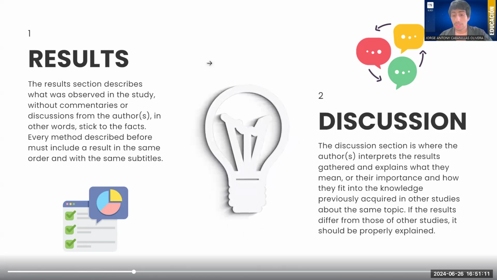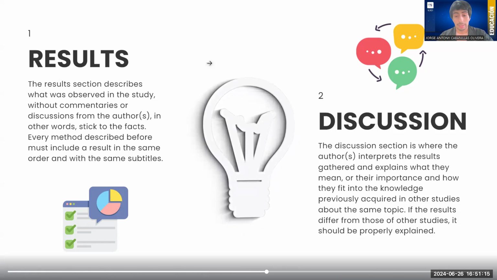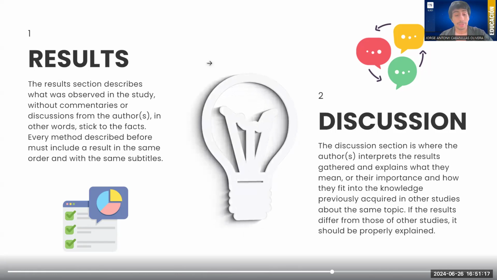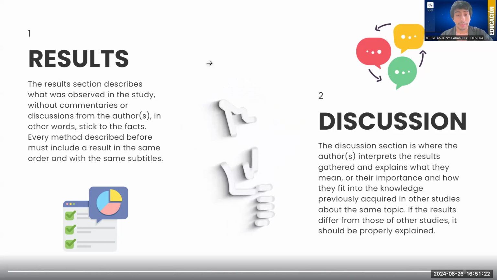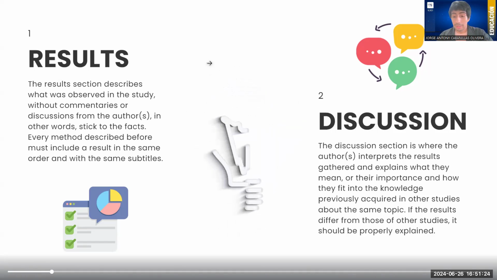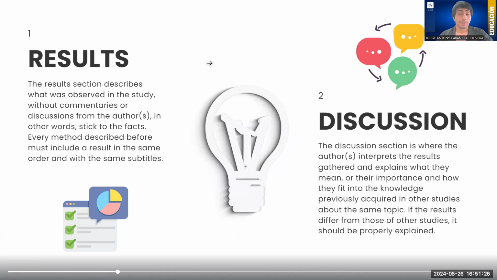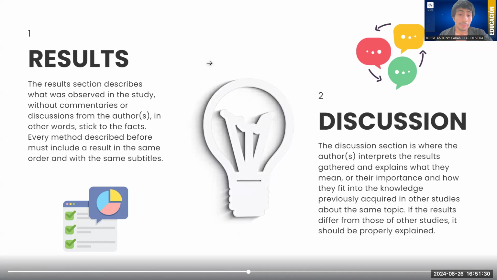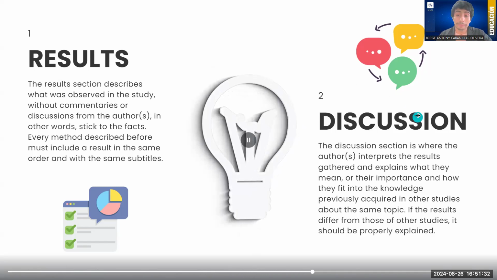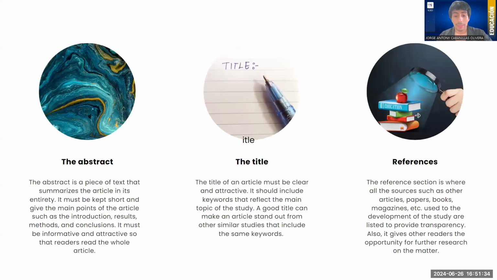And the discussion is where the author interprets the results that have been gathered, their significance, and how they fit into the knowledge that has been previously acquired on the matter. If the results differ from other studies, they must be properly explained. And then we have the last three parts, which are the abstract, the title, and the references.